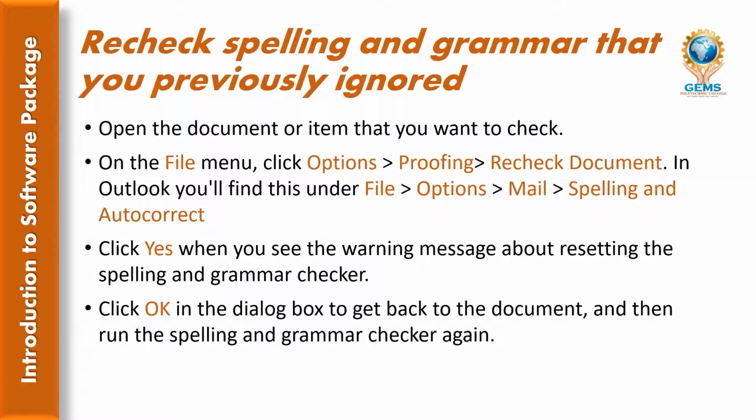Suppose you are using some other Outlook document, you will find this under file options, mail, then spelling and autocorrect. In Word, you can go to the file menu and click options and go to the proofing. Under the proofing, there is a recheck document. Finally, you can click yes when you see the warning message about resetting the spelling and grammar checker. Then you can click OK in the dialog box to get back to the document and then run the spelling and grammar checker again.